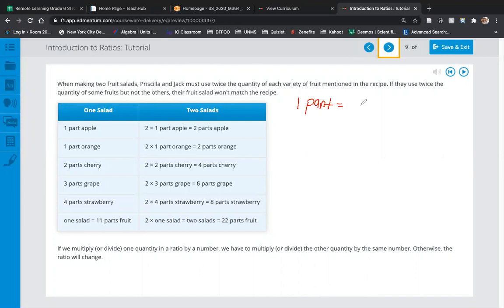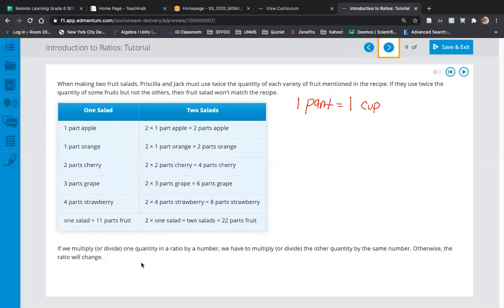So it's important when you're reading through these word problems to have context. If you're saying, I don't know what a part of an orange means, it's just going to make it a little bit more confusing for you. So remember, we were talking about diced up fruit. So 1 part is equivalent to just 1 cup. That's diced up, right? So the recipe called for 1 part of apple, which is a cup of apples, a cup of oranges, 2 cups of cherries, 3 cups of grapes, and so on.